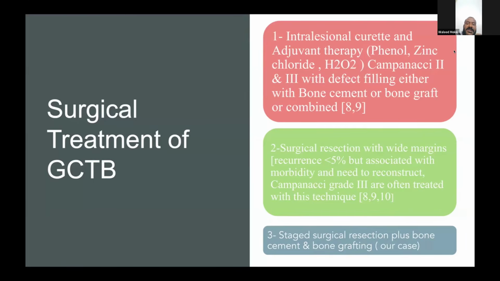Or we can use a radical resection with wide margins, in which case the recurrence will be less than 5%, but it is associated with morbidity and the need to reconstruct the limb, usually reserved for Campanacci grade 3 cases, like in our case today. And we can do staged surgical resection plus bone cement and bone grafting, like I did in our case today.